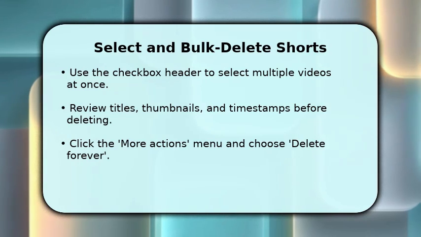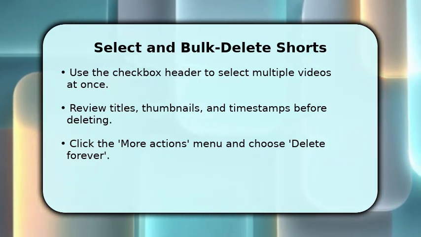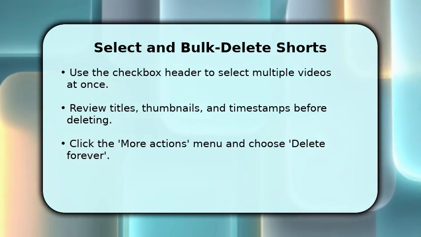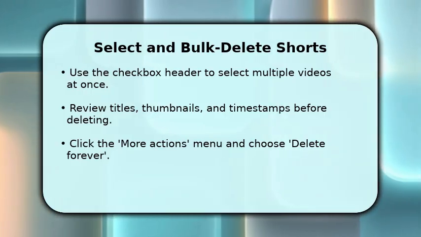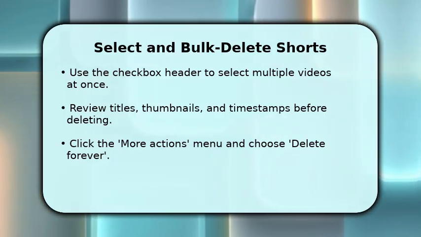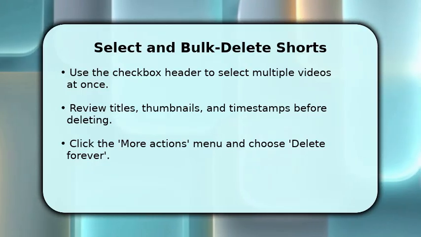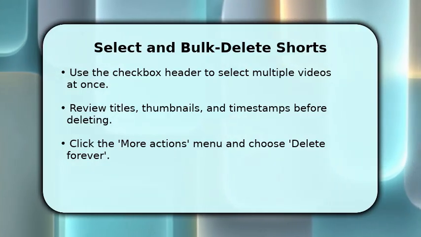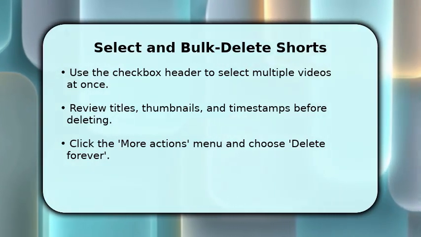With the filtered shorts list visible, click the top checkbox to select all items on the page. You can also individually check items to refine selection. Once selected, scan titles, thumbnails, and upload dates. Confirm you won't lose important content.